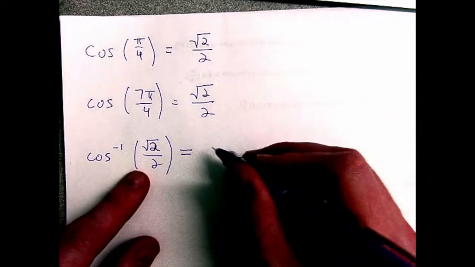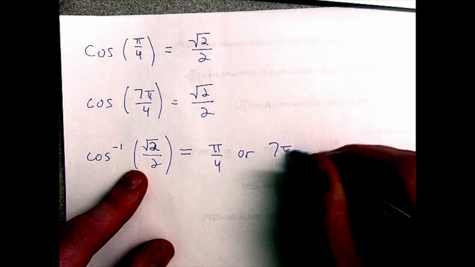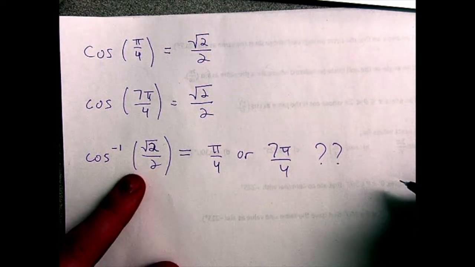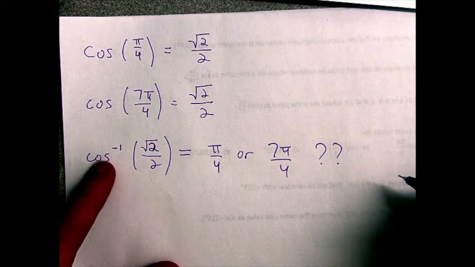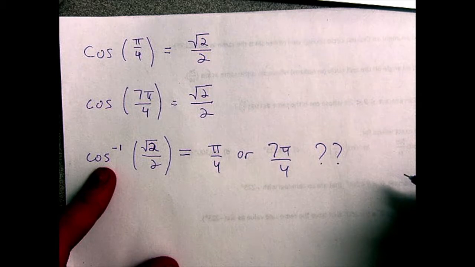The inverse cosine of root 2 over 2 seems like it could be pi over 4, or it seems like it could be 7 pi over 4. And which one is it? Well, there's only one choice. Functions only have one output for every input.